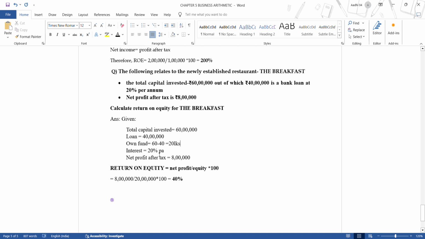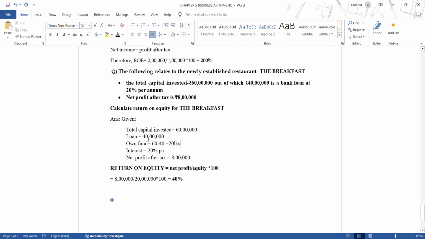In this question we don't have to find interest separately, because as I said, net profit is net profit after interest and tax. We always take net profit after interest and tax only. Here the net profit after tax is already given, so you don't have to calculate separately. Some of you will be confused, since 20% interest is given, you may calculate interest on capital invested or loan, but you need not do anything like that. I hope that is also clear.